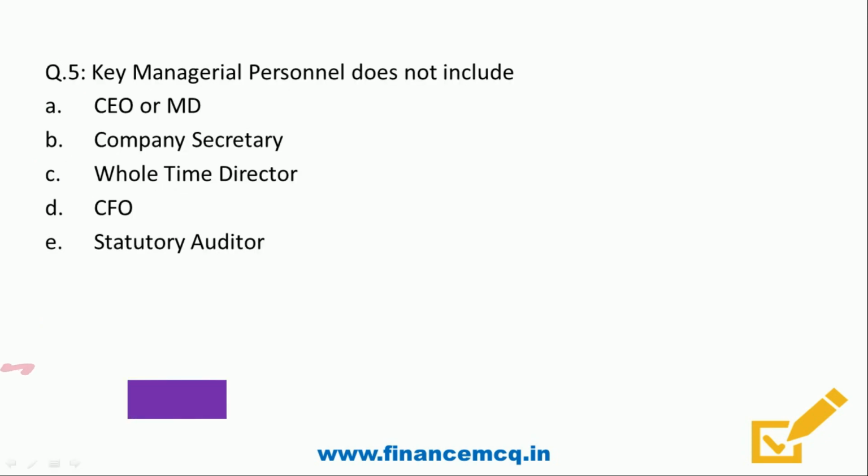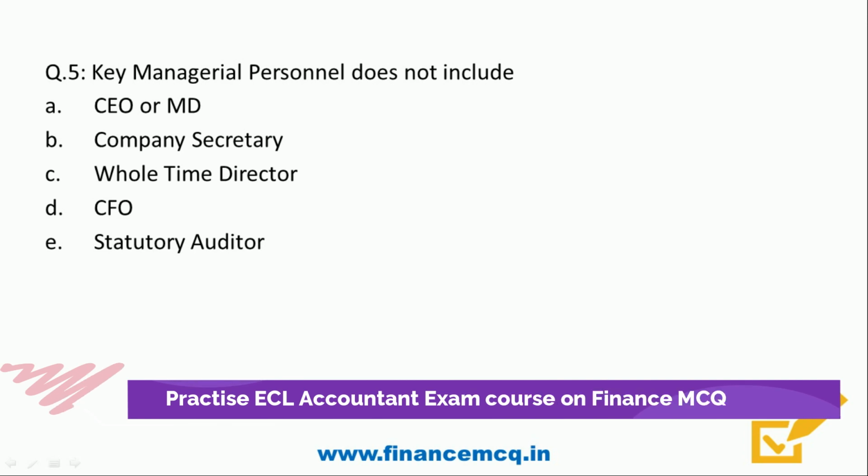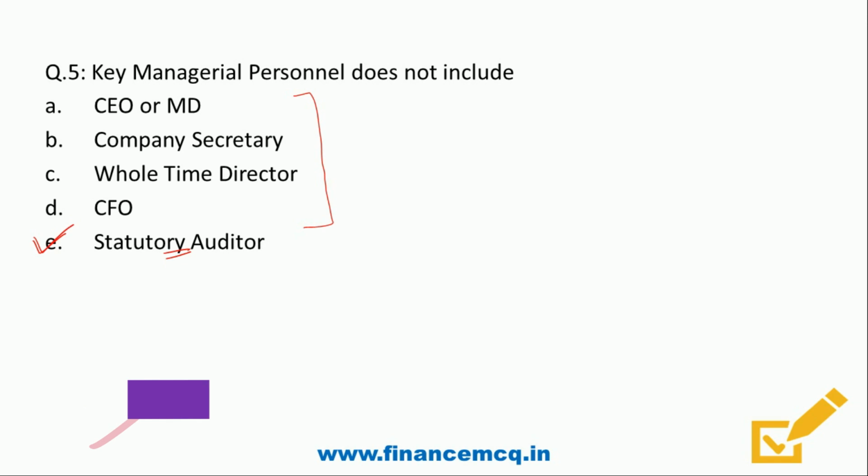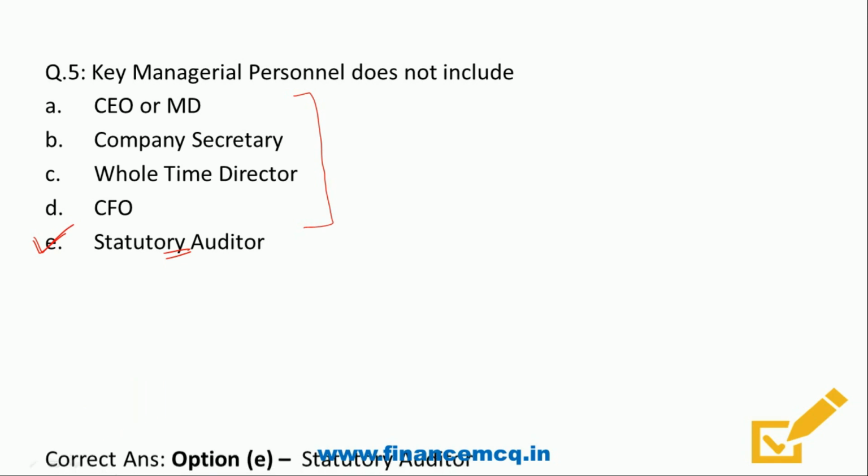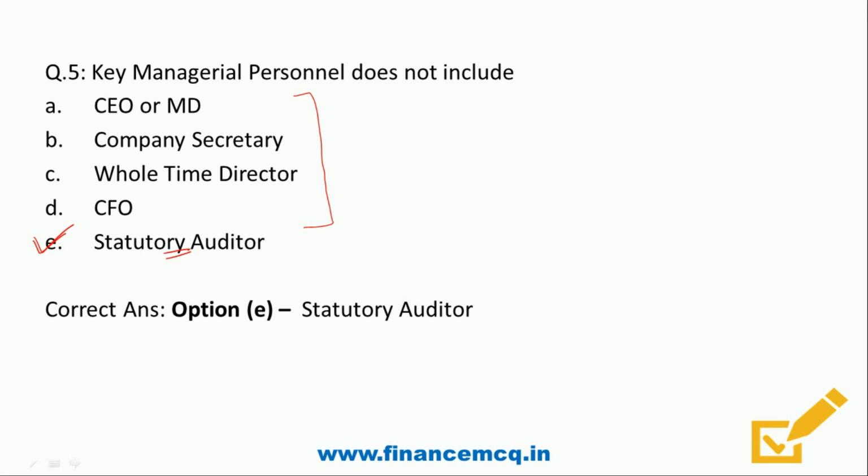Question 5. Key managerial personnel does not include option A CEO or MD, option B company secretary, option C whole-time director, option D CFO, or option E statutory auditor. So, what's the correct answer? Friends, here if you see, only the statutory auditor is an external party; the rest are all within the company. So only option E will be the correct answer. It will not form part of key managerial personnel. Now let's move on to the next question.